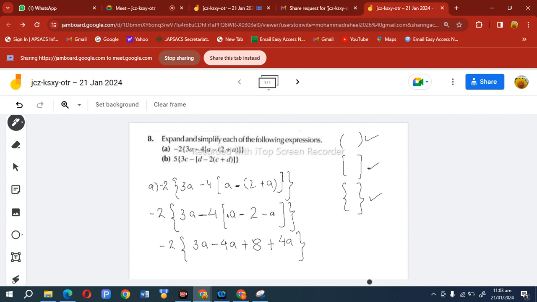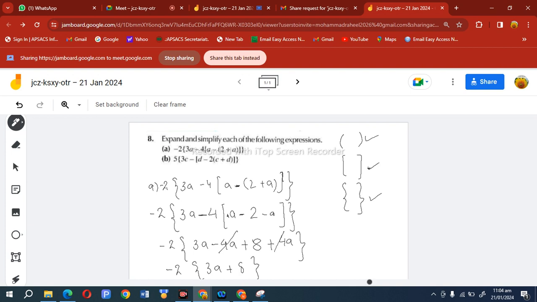Here inside the bracket you can see that there are 3a, and this is positive 4a and negative 4a. Whenever you're having the same terms with opposite signs, you can cancel them out, because positive and negative gives negative, so 4 minus 4 is 0. So we are just left with 3a plus 8.